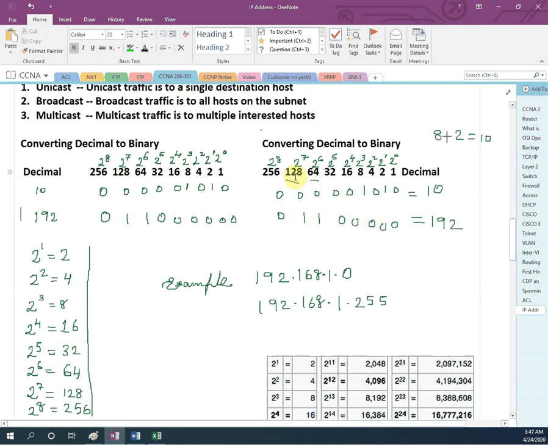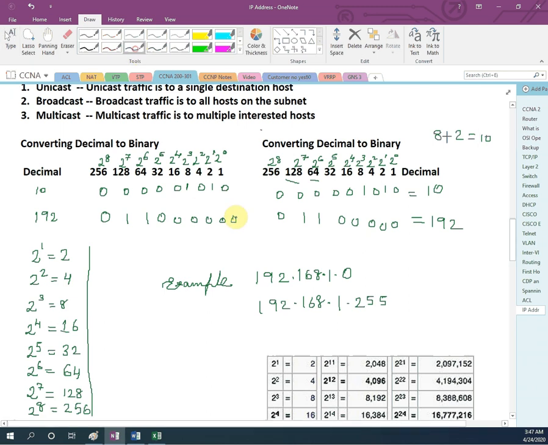So we will add 128 plus 64 is equal to 192. If we have 1 here, 1 here, 1 here, we will add. For example, I have 1 here, 1 here, 1 here, 1 here, all are 1. Then we will add all the numbers, this one, then this one, then this one, and whatever number we get, we will write that one.